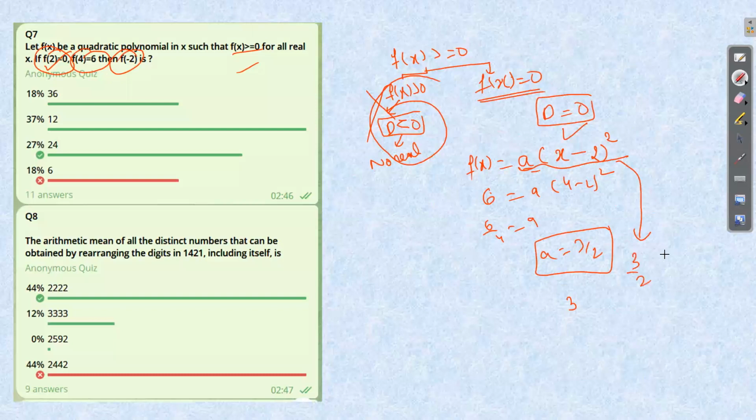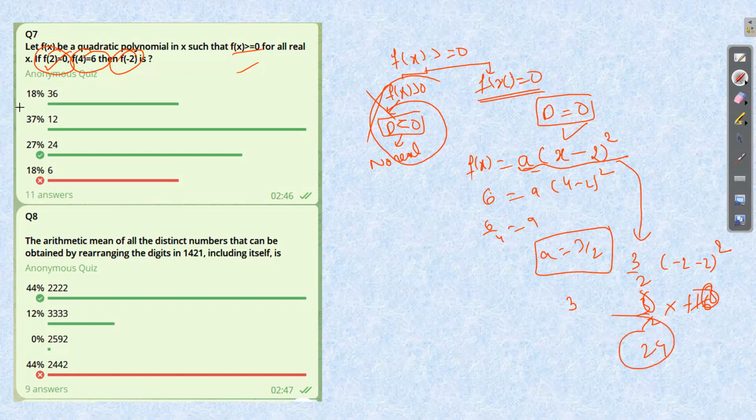We got 3 by 2. X is minus 2, minus 2, minus 2, minus 2. 3 by 2. Sorry, this will be a square. Here it is. Yes, this will be 2 to 4, 4, 4, 16. Positive. 2, 8, 16, 8, 4, 10, 8, 3, 20. 24 is the answer to this question. Done.